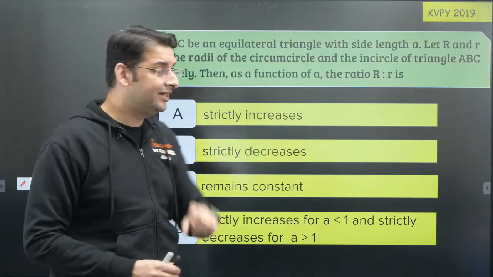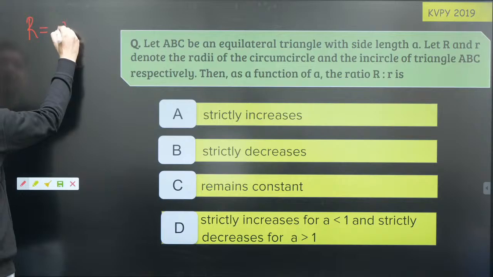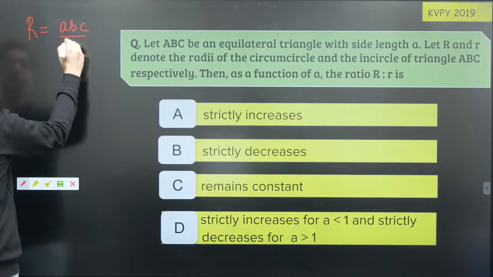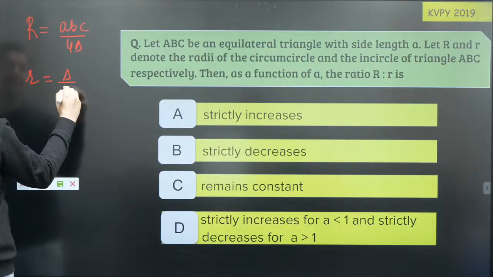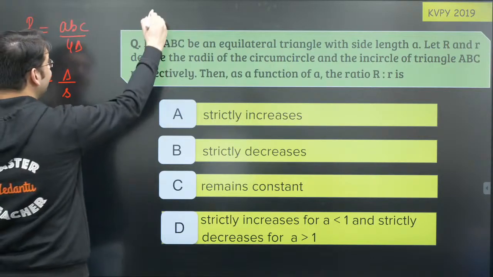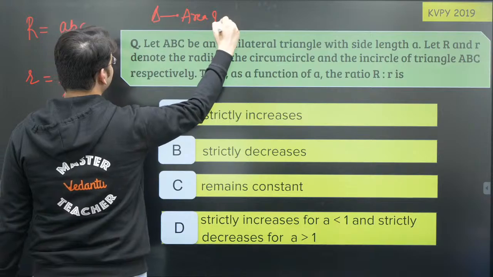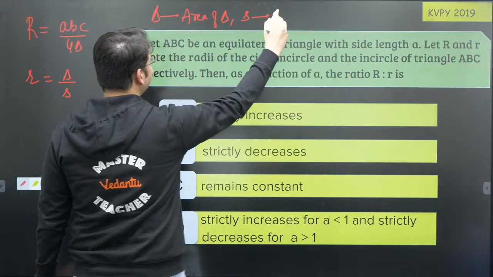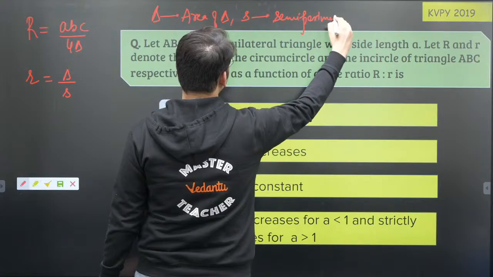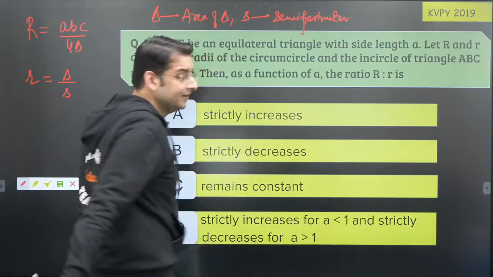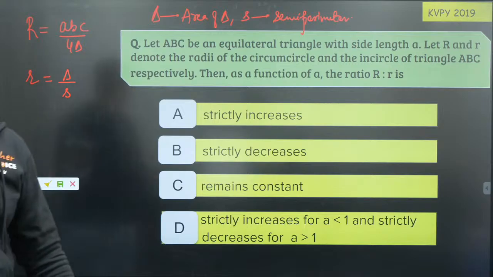Children, let me give you a hint. For any triangle, capital R, the circumradius, has the value abc upon 4 delta, and small r has the value delta upon s, where delta represents the area of the triangle and s is the semi-perimeter.